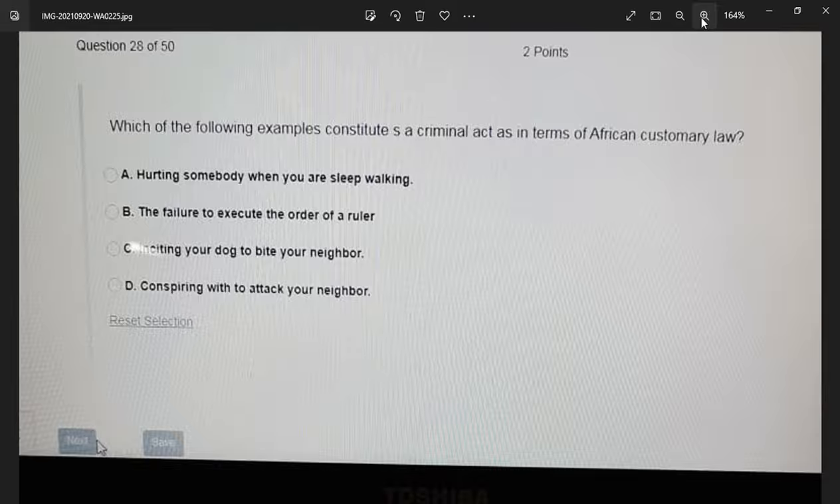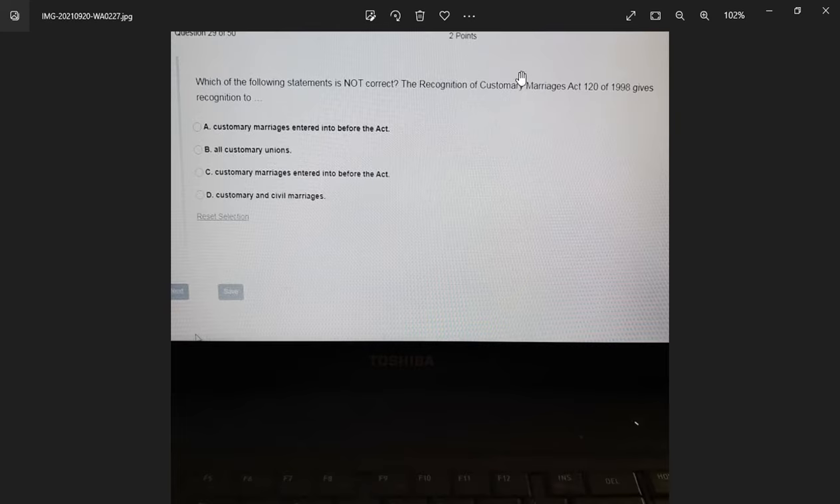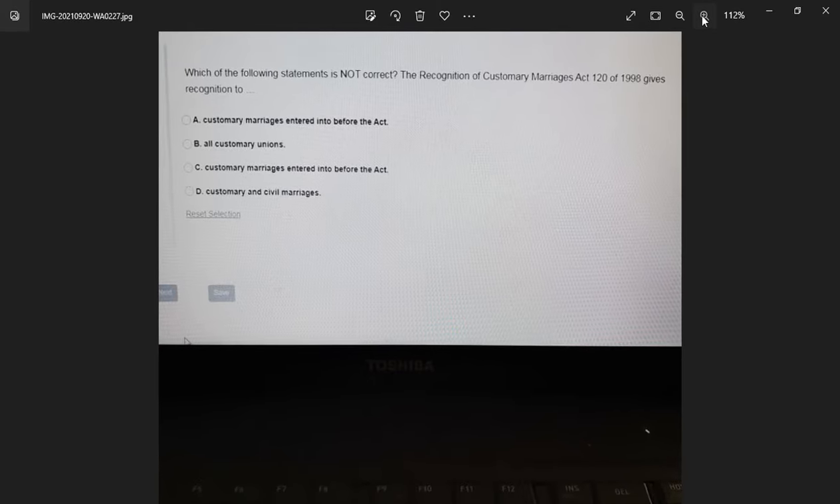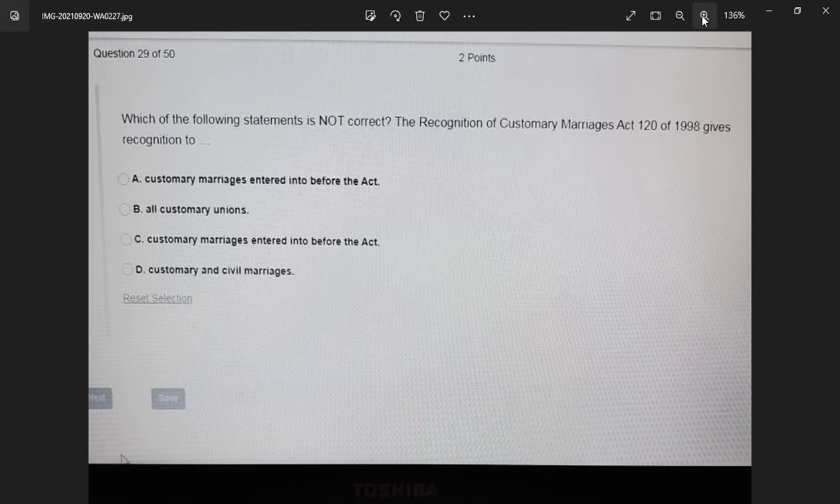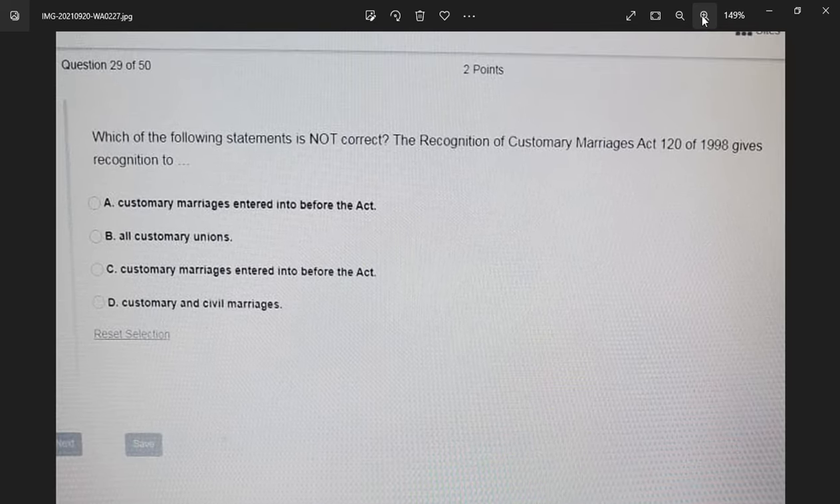28. Which of the following examples constitutes a criminal act in terms of African customary law? You check the answer in your guide. Use this as revision, because I can assure you that you're going to find some of the questions that we are looking at here. They usually do not change the questions. They really do not. They're just randomized like that. So if you can do this revision, I'm telling you.